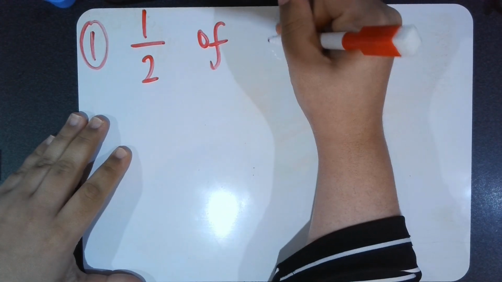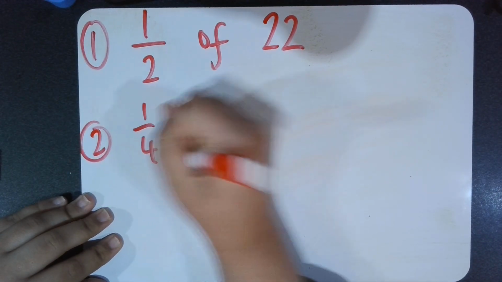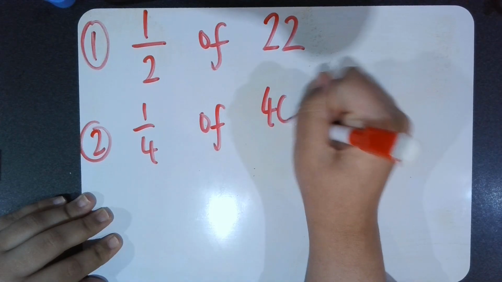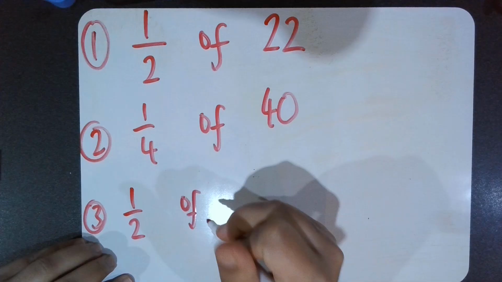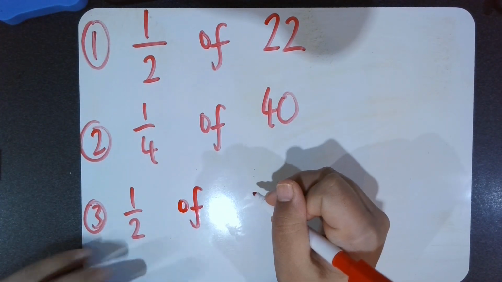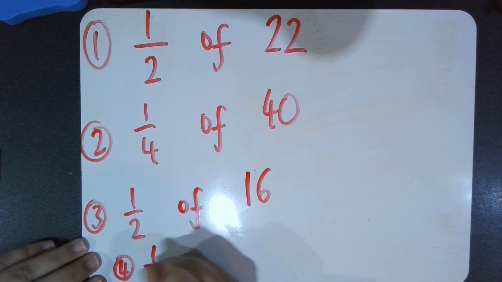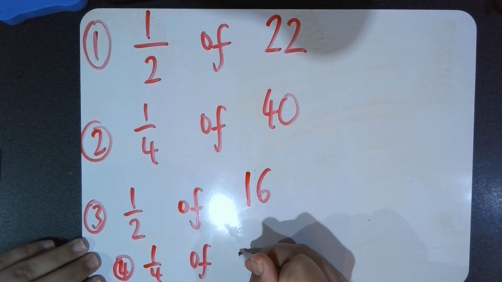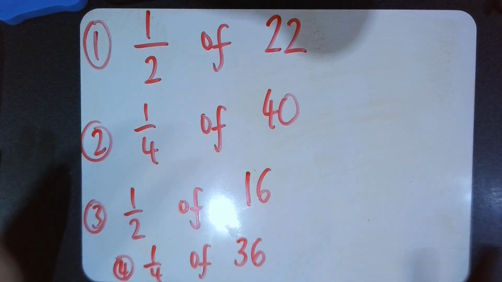Let's do half of, and then we can fit one more question in. Let's do a quarter of 36. Okay, I've given you some good ones here. I'd love if you had a go at doing these and then post it to Seesaw. I can't wait to see them.